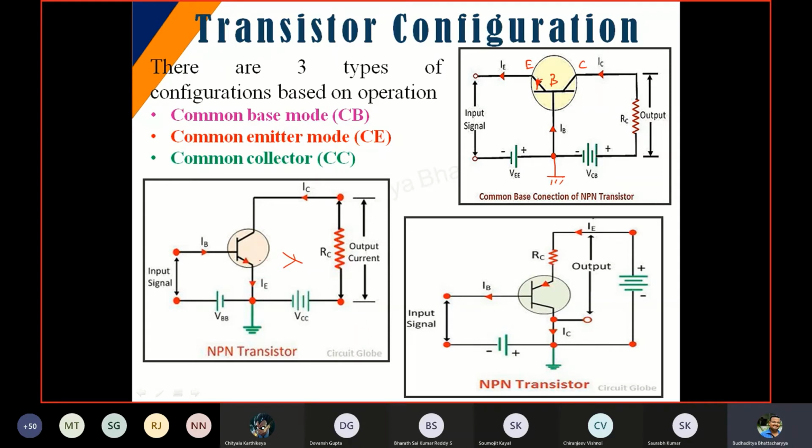Any one is fine, but NPN transistor is better because electrons are what we are more familiar with. Holes are just the opposite of electrons. They don't exist as such. So we are more into the electron domain. That's why we usually consider the NPN transistor for most of our operations and understanding. So this is my common base configuration. This is my common emitter configuration, where the emitter is grounded, and this one is a common collector configuration.